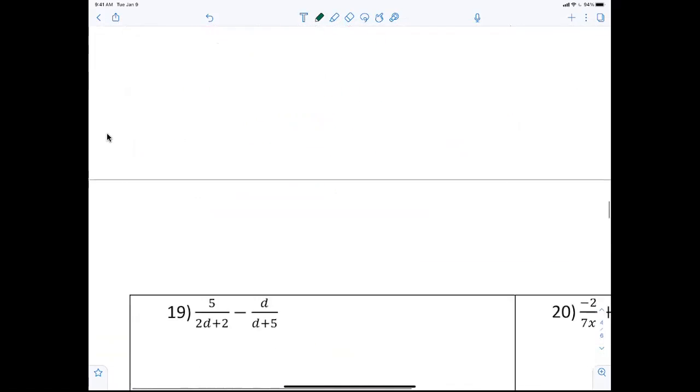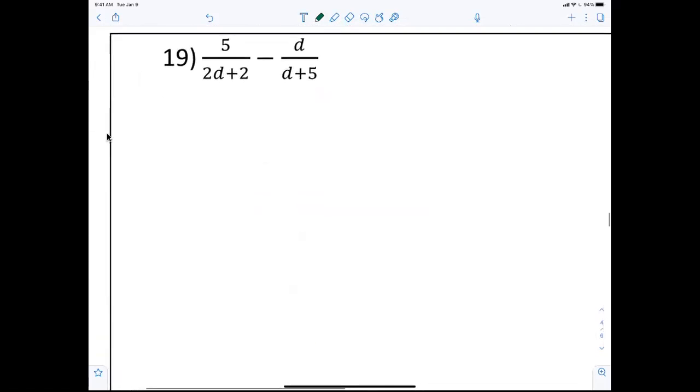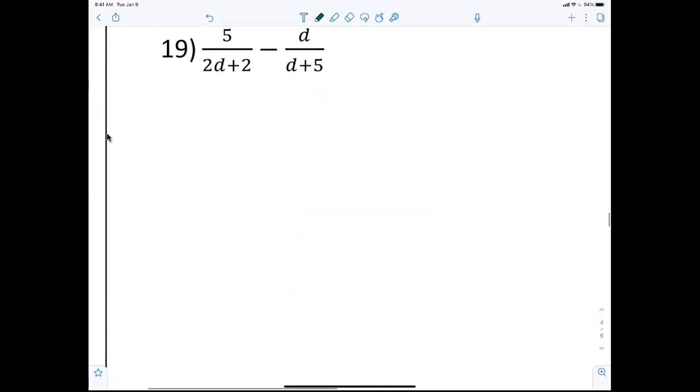All right, here we go. More practice. Now, this one I almost didn't do, but I want everybody to think of 2d plus 2. What is that the same as? Everyone should factor if they can. It's 2 times d plus 1. Everybody write that down.